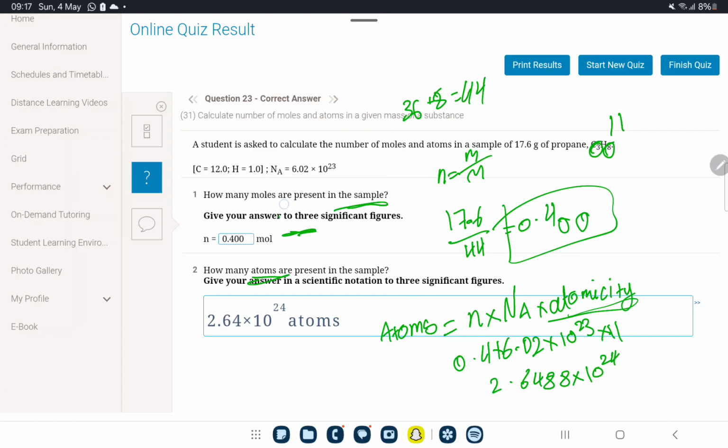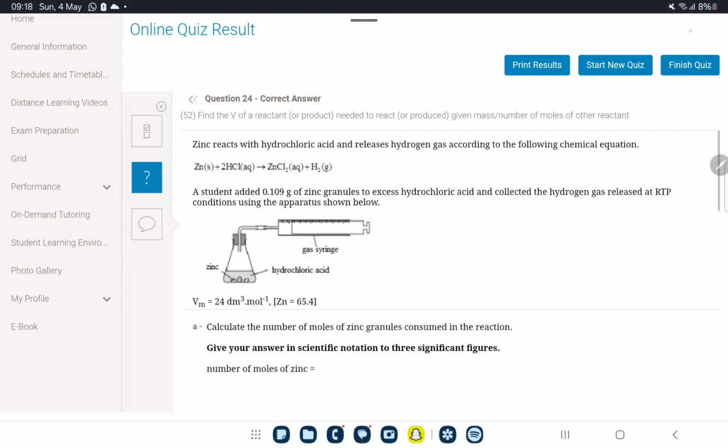They want 3 significant figures. So 2.64, you round it, so 2.65 times 10 to the power of 24. They accept 2.64 and 2.65. I don't know why they should put 2.64 is wrong, as it should be 2.65. They accept both anyways. Finally, last question.